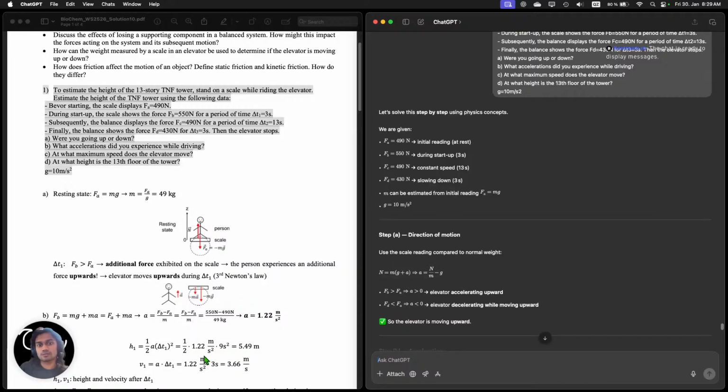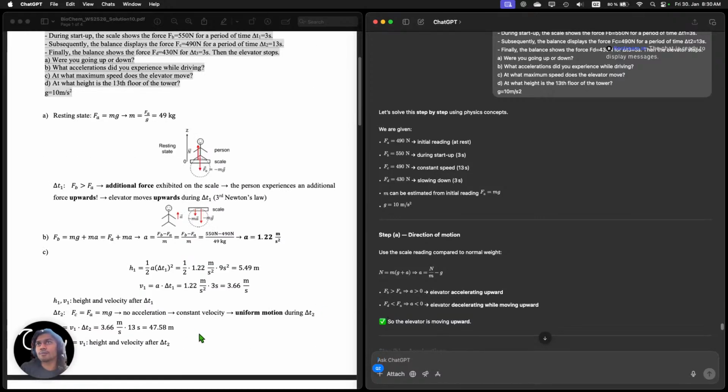I believe it's due to inertia, right? Initial reading during start, constant speed, slowing down. The mass can be estimated from the initial reading, along with the direction of motion. Use the scale reading compared to normal weight. a is greater than 0, so the elevator was accelerating upwards. It should be F_C, right? Or am I missing something?